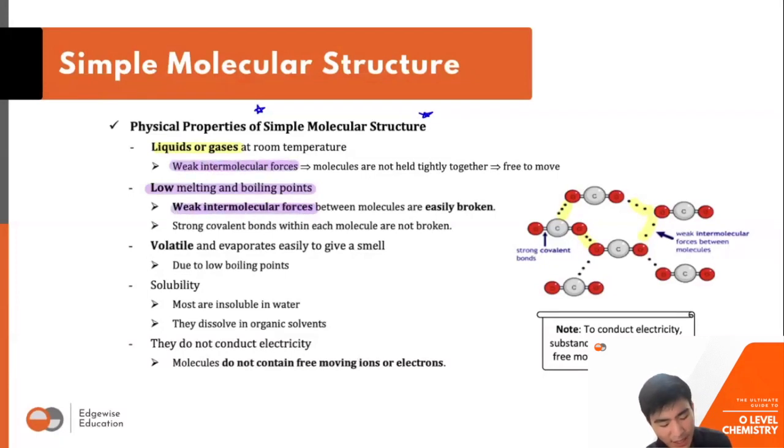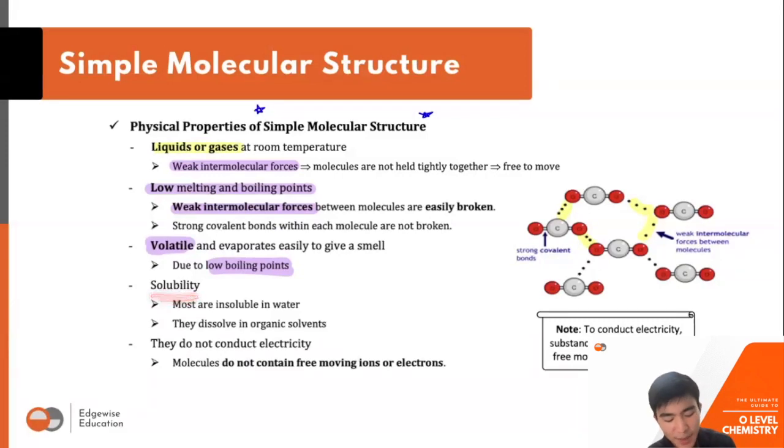Now, volatile means very easily evaporate because of low boiling point. Why do they have a low boiling point? Because weak intermolecular forces require very little energy to break. So you realize, whatever property you use, the explanation is exactly the same. Why is it a low melting point? Because the weak intermolecular forces between molecules are overcome by a small amount of energy. I don't need a lot of energy. I just use a slight amount of heat.